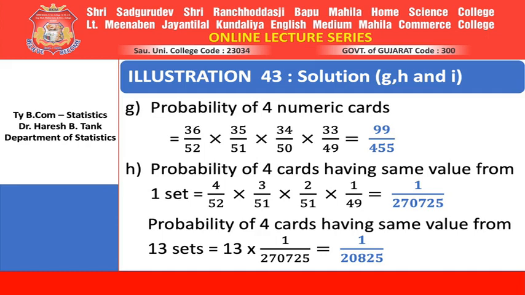How many sets are there? Actually, there are 13 sets. So that would be 13 multiplied by the given probability. So 13 multiplied by 1 upon 2,70,725. Simplifying it, it comes to 1 upon 20,825. Right? This is a beautiful example.